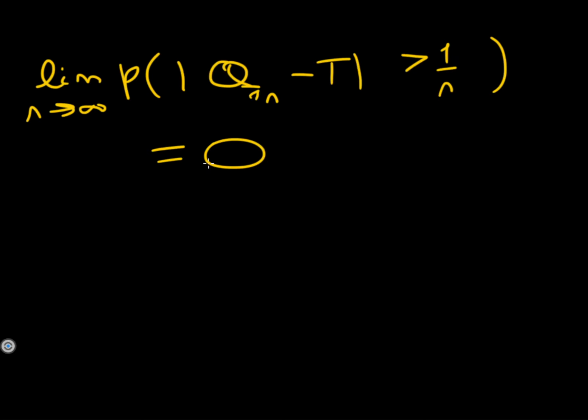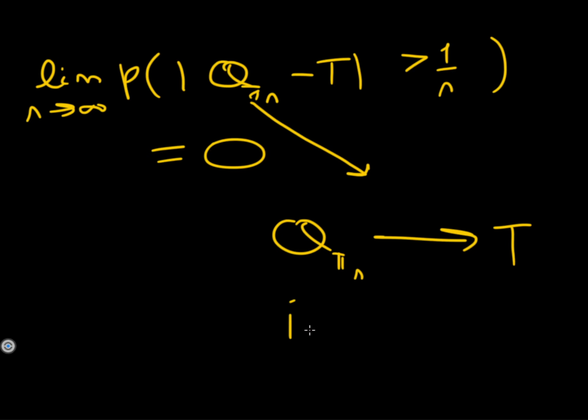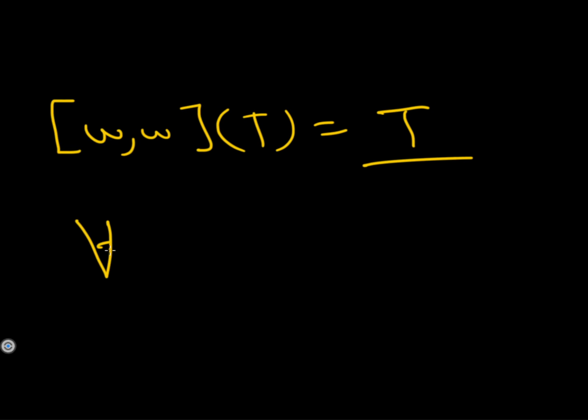Now, how is it equal to 0? What we want is that Q pi n tends towards t in probability. And remember, Q pi n is simply the quadratic variation of the Brownian motion. Therefore, we can simply say that the quadratic variation of the Brownian motion is equal to t, almost surely for all t values bigger than or equal to 0. And that is basically the quadratic variation of a Brownian motion.